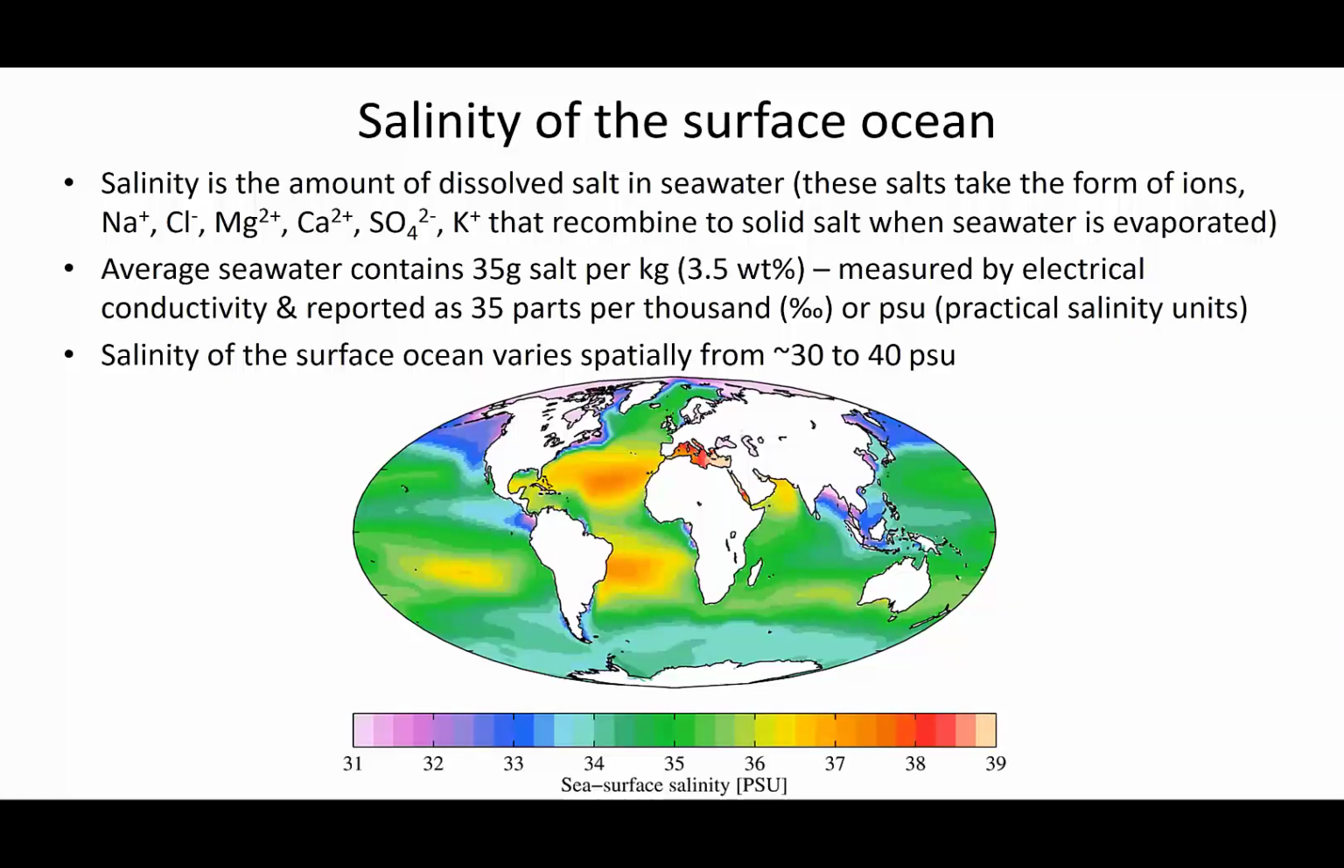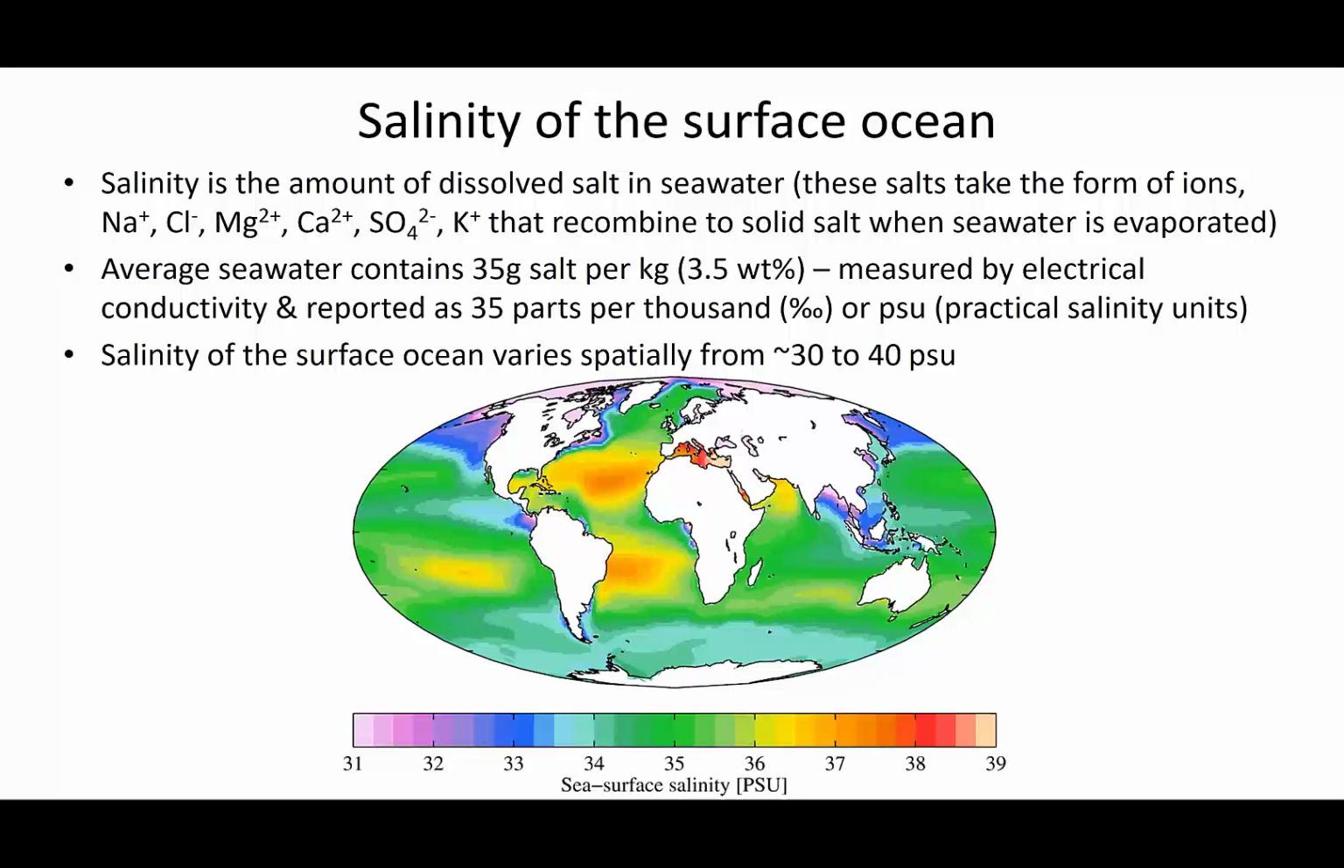So what is salinity? Salinity is the amount of dissolved salt in seawater. These salts take the form of ions like sodium, chlorine, magnesium, calcium, sulfate, and potassium ions, and these recombine to solid salts when seawater is evaporated. The average seawater contains about 35 grams of salt per kilogram, or 3.5 weight%.